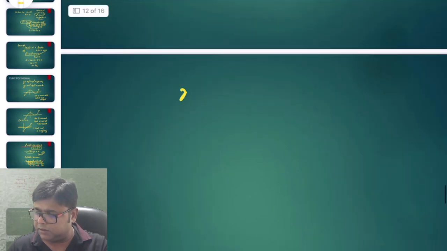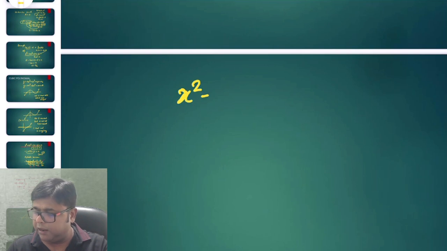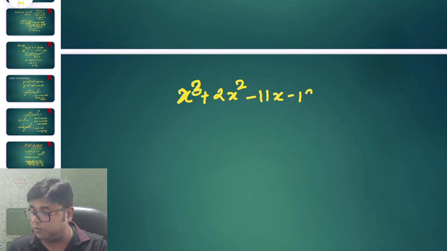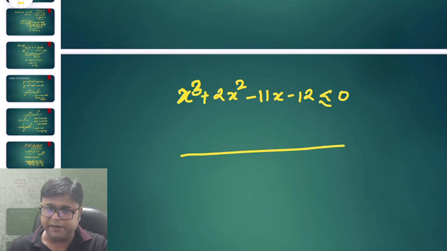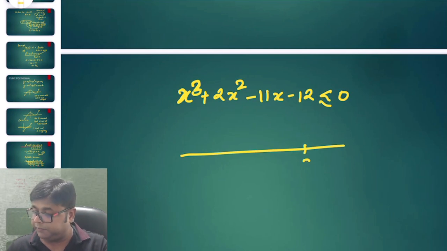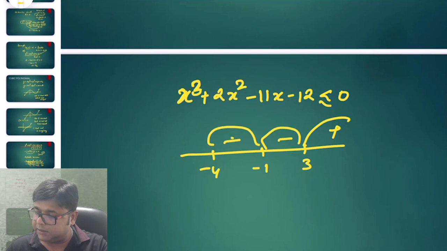Suppose you can find the factors, as in the example that we did earlier, x cube plus 2x square minus 11x minus 12. Suppose I say it is less than or equal to 0. Here I'll again find the roots, which I did. One of the roots was 3, and the others were -1 and -4. We just calculated this above. So it's plus, minus, plus, minus.